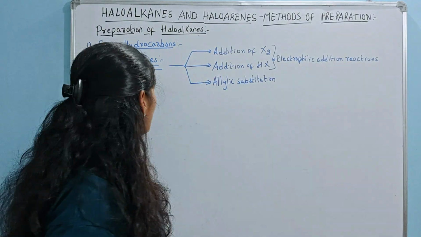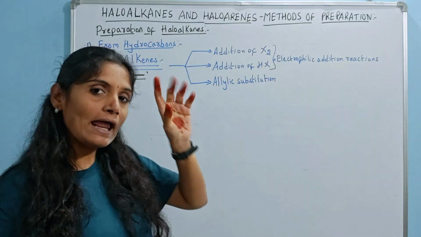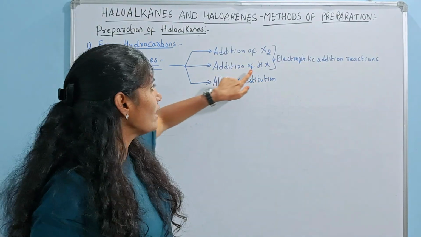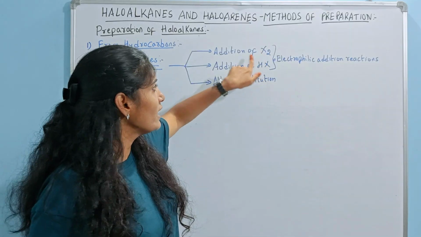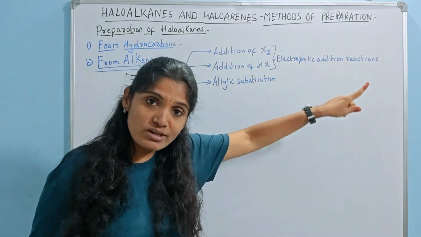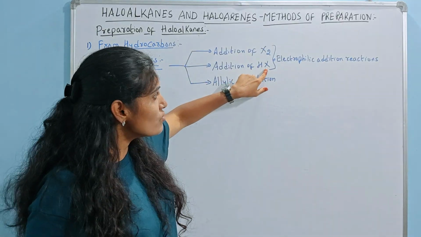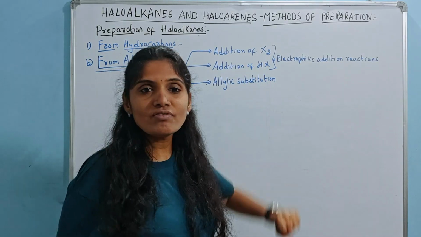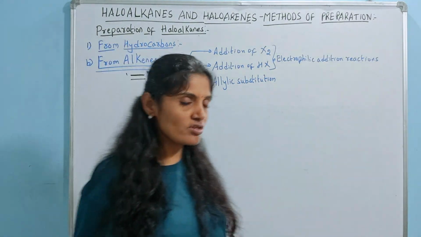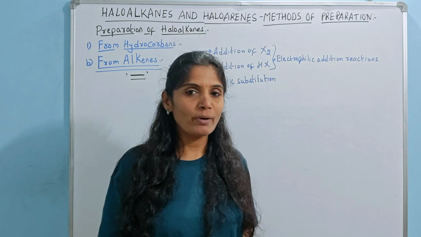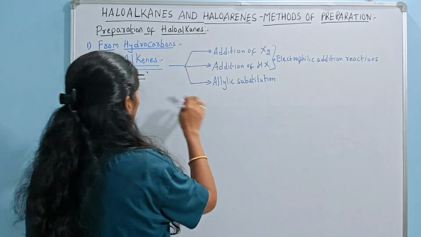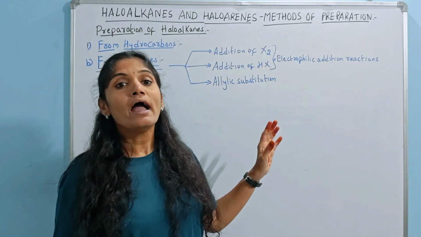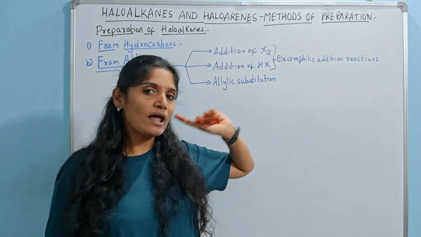So here, to make an alkene into a haloalkane, I will either add X2, a halogen, or I will add HX. Adding halogens we call halogenation reactions, and adding HX we call hydrohalogenation reactions. Both are electrophilic addition reactions, the most common reactions shown by alkenes. Alkenes also show allylic substitution reactions forming haloalkanes.